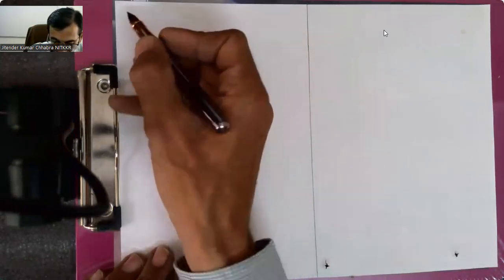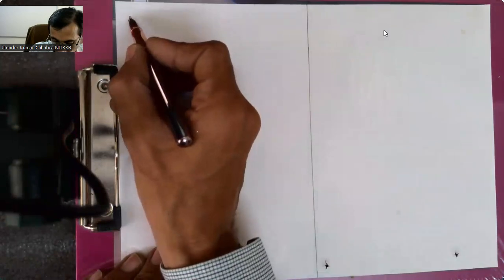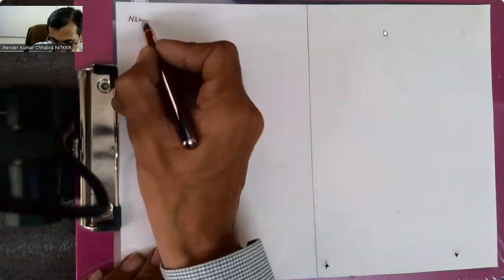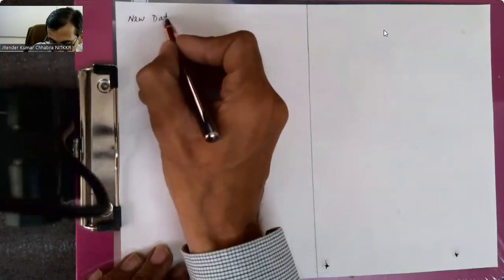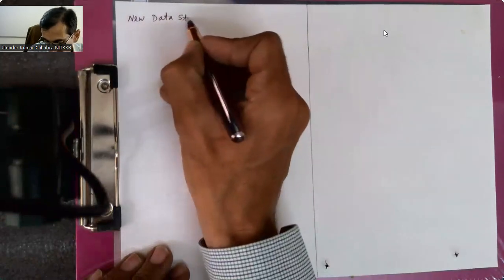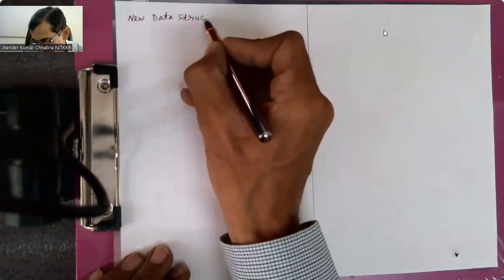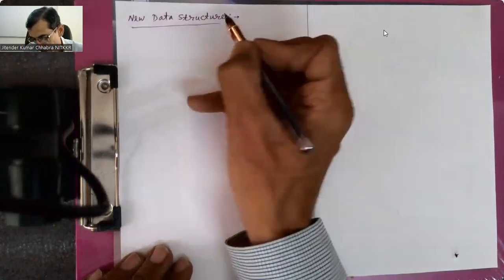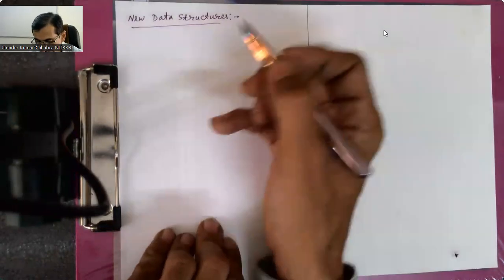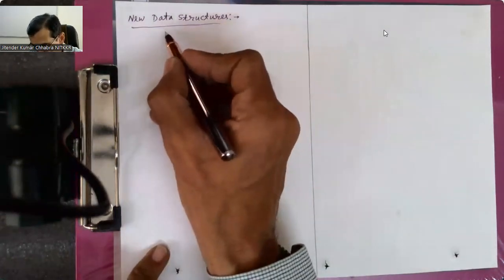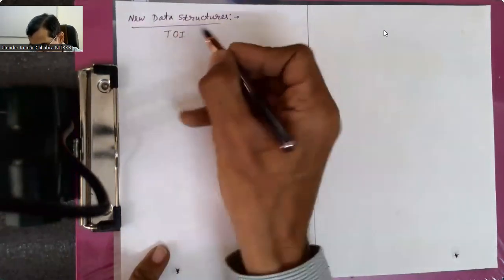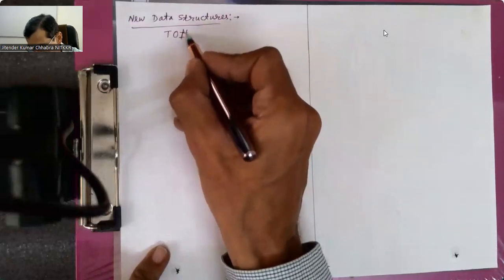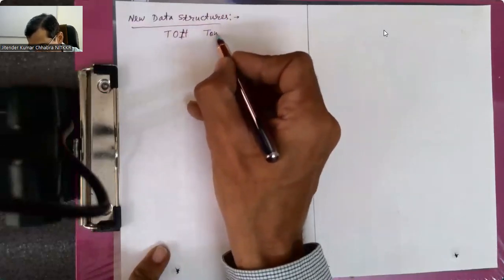And today, as I told last class also, now we will move to new data structures, and we are going to learn some fantastic new algorithms, some new data structures and their applications. To start with, let's recall one problem which we have probably studied sometime, called TOH, the Tower of Hanoi problem.